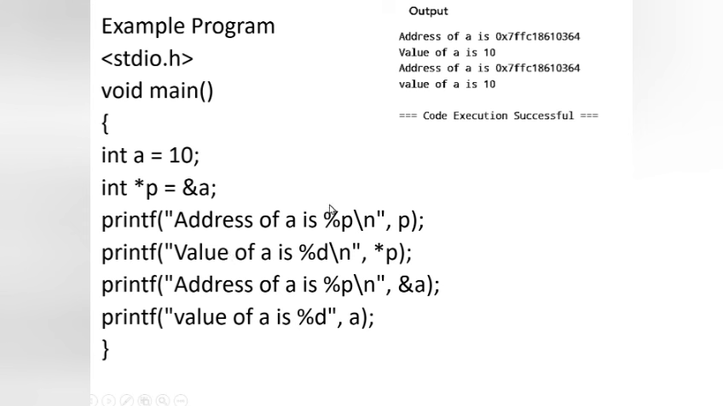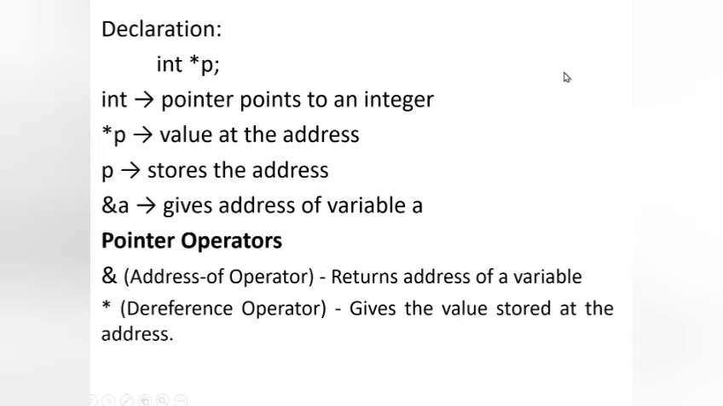Next, if you want to print the value, you have to use the star operator. So we used the star operator. The next one, without using the pointer but directly using the ampersand operator. Whenever you want to print an address, you have to use %p. Now here instead of giving p which has the address of a, I am directly giving the address of a. You can see in the output both have the same value. Address of a using a pointer, address of a using the ampersand operator. So both are the same.